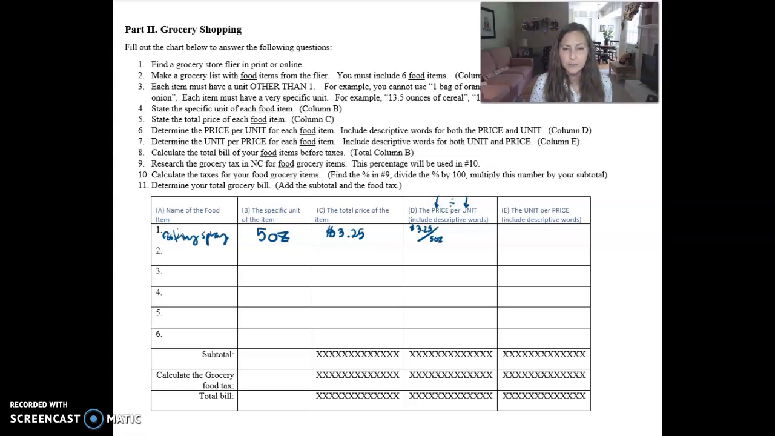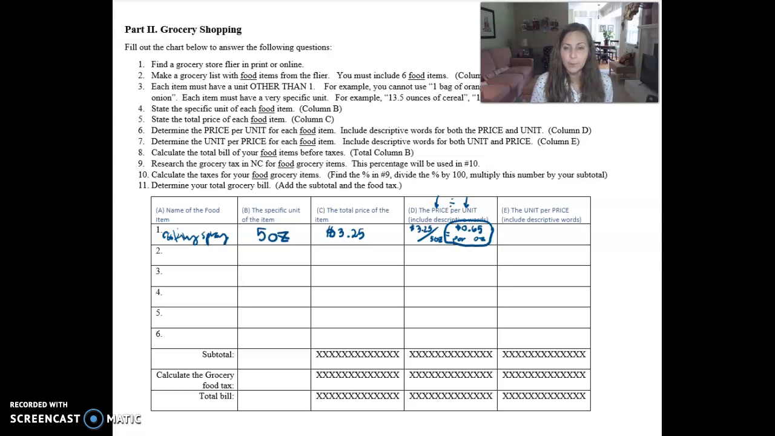Now, I've already done this, but you'll use your calculator. You'll plug that in, and the answer is 0.65. Now, again, you need a description. So I need a dollar sign, $0.65. That's 65 cents per, and what was on the bottom? Ounces. So 65 cents per ounce. And this is the answer for that particular column. Make sure you have the descriptive words.